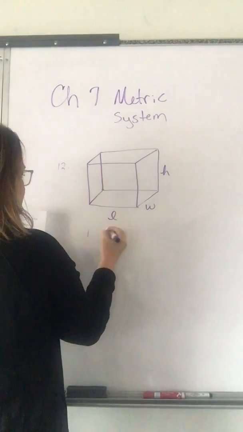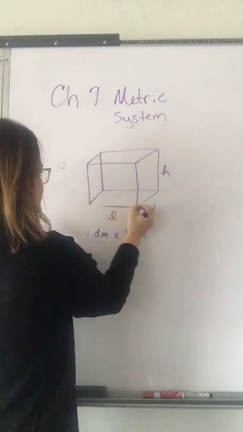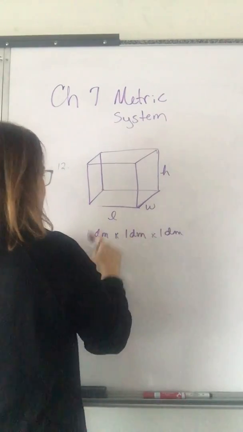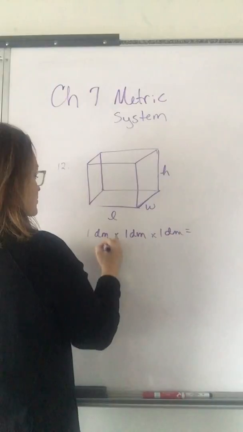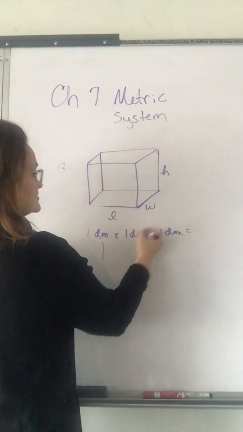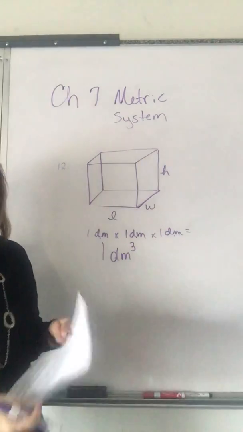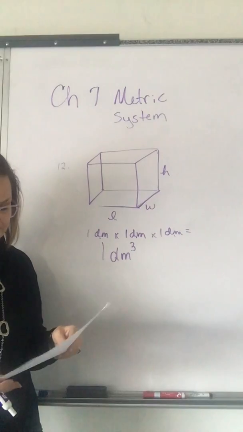1 decimeter times 1 decimeter. I try to make this not perfect, but it should be in the ballpark of a decimeter times a decimeter times a decimeter. 1 times 1 times 1 would be 1. Decimeter times decimeter times decimeter is decimeter to the third. So we call that a cubic decimeter.